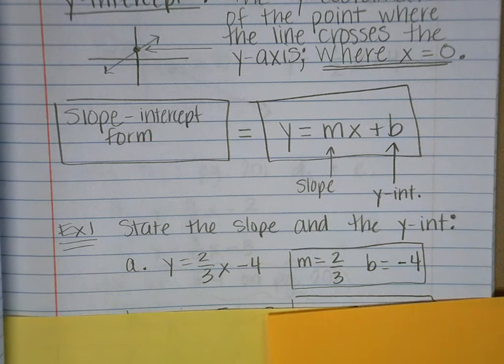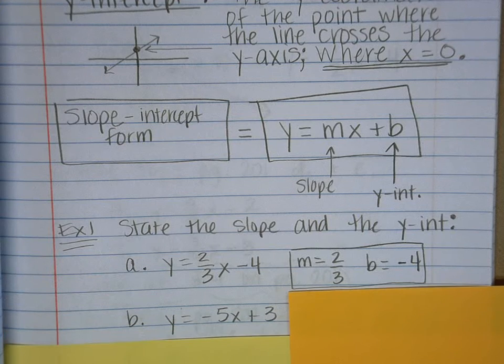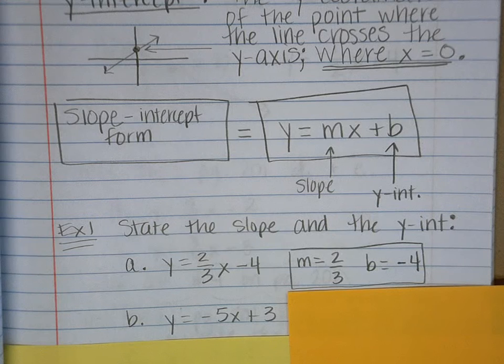So the next example, we have y equals negative 5x plus 3, and I need to find m and b. Don't make this more difficult than it is. You just look for the m, and you look for the b. So what's the m? What's the slope, guys? Negative 5. And what's the y-intercept, the b? 3. And that's it.